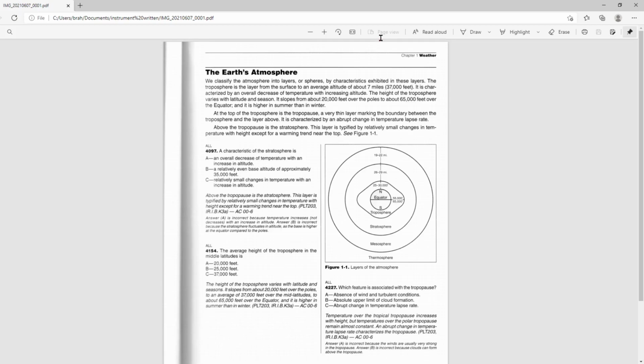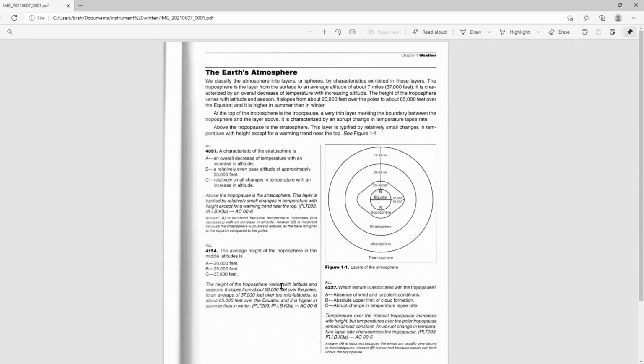Okay, and we can see here answer A is incorrect because temperature increases with an increase in altitude, right? So again, we know that it gets warmer. So that leaves us with answer C. I think we'll just do one more here because the question after that is going to take a little bit more of a deeper dive into other concepts. So let's look at 4154.